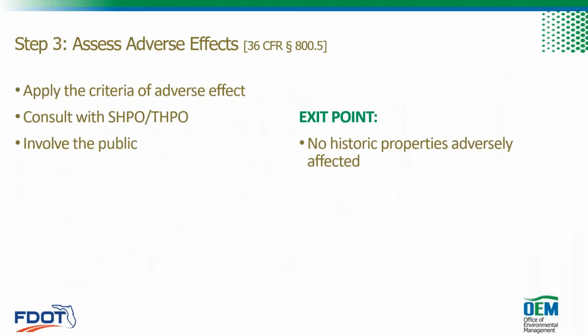In step 3, we assess adverse effects by applying the criteria of adverse effect. And of course, we're going to consult with DHR and involve the public. If we determine that our project will have no adverse effect to historic properties and DHR concurs with this determination, then we're done. If our project will have an adverse effect, then we attempt to resolve them in step 4.